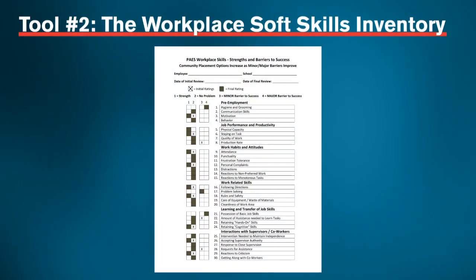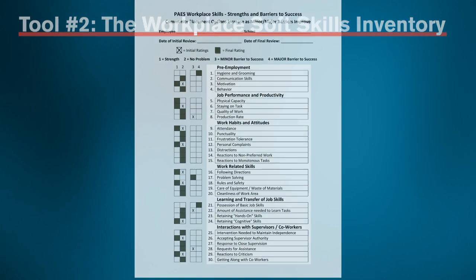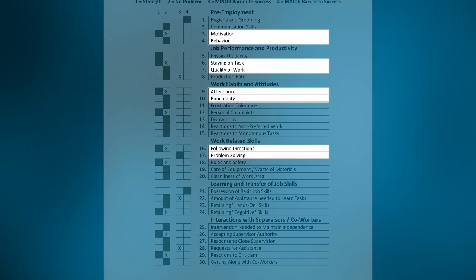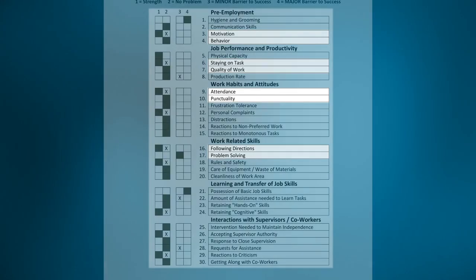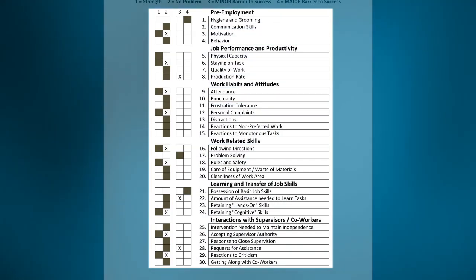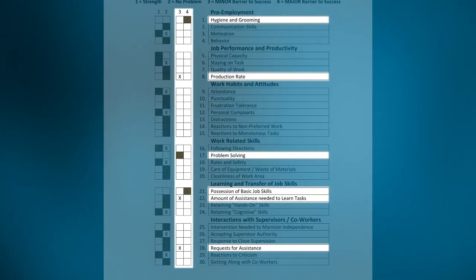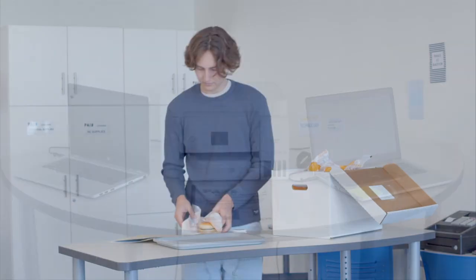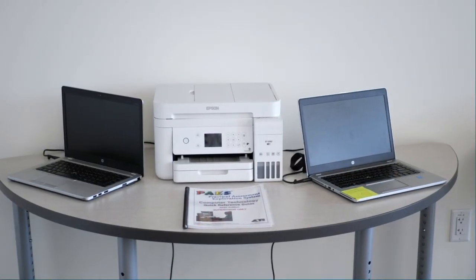The second PAES tool you can use to draft transition goals for your students is the Workplace Soft Skills Inventory. As we discussed in video 8, the inventory checklist consists of 30 soft skills employers value in the workplace. While many of these are important in all jobs, a student's performance in each of these skills can be helpful in identifying what particular job they could perform in the community without their specific barriers to success becoming a problem. For instance, if a student had real trouble standing up for long periods of time, they might be more suited to a data entry type job at a desk.